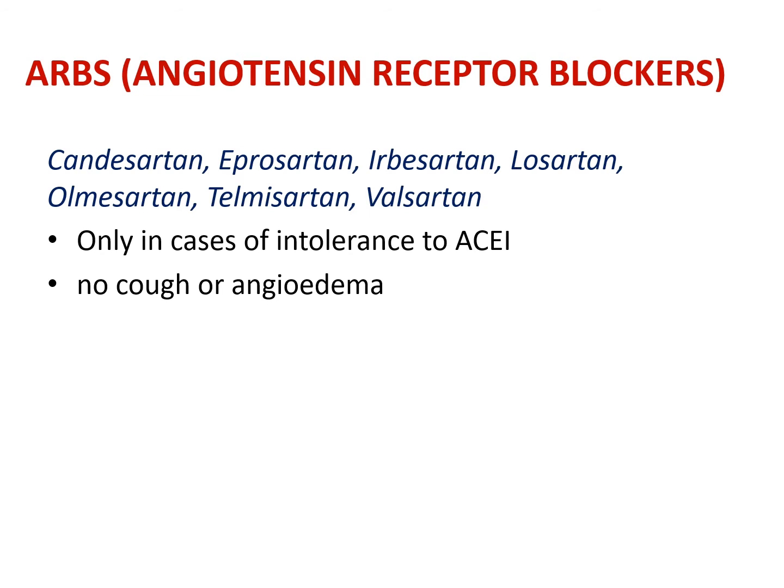The next group of drugs, angiotensin receptor blockers. You have many drugs like candesartan, eprosartan, irbesartan, losartan, telmisartan, valsartan, etc. These drugs are used only in cases of intolerance to ACE inhibitors. Suppose the patient develops cough or hypersensitivity reactions like angioedema, then you can go for ARBs. Otherwise, ACE inhibitors are the first choice of drugs.